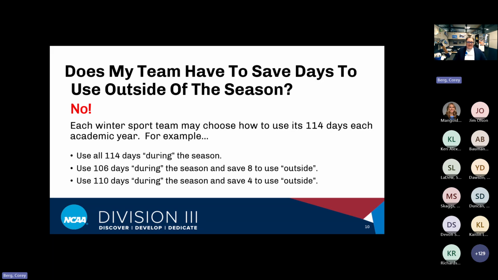So each of the 3 examples that I have there on the slide, so using all 114 during the season, absolutely an option. Using 106 during, saving all 8 to use outside, love that for you if you choose to do it. Or if you do something kind of in the middle. So let's say you use 110 days during the season and save 4 to use outside. Absolutely an option as well. All of these are permissible things that your winter sport teams can do when they think about mapping out their seasons and planning their days.